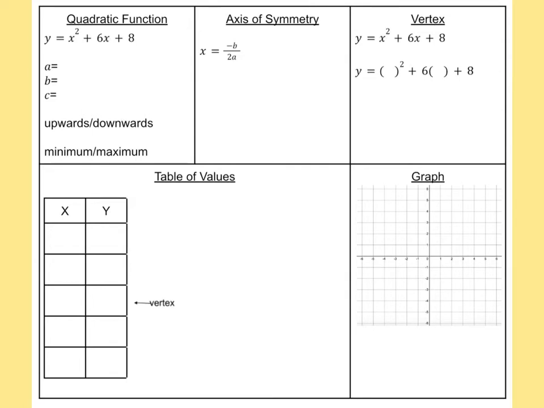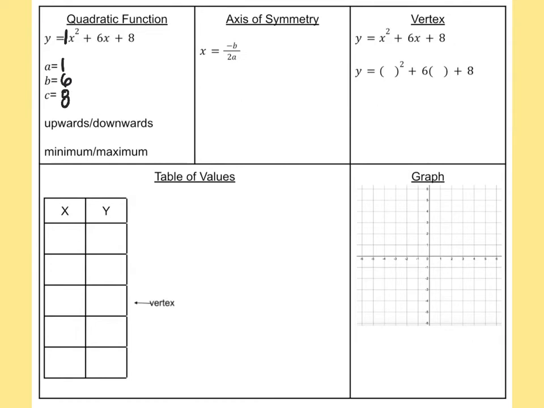So the first part, we're going to fill in this part of the step here first, so just the function itself. The equation we're working with this time is y equals x squared plus 6x plus 8. So first we're going to label the a, b, and c in this function. So first the a, in this case next to the x squared, we have an invisible 1. So our a is 1, our b is +6, and the c is +8.